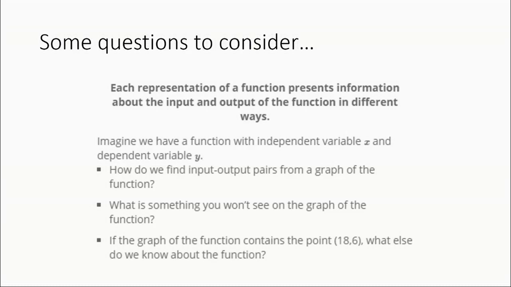And this, you can have this discussion with your teachers in class. Each representation of a function presents information about the input and output of the function in different ways. Imagine we have a function with independent variable x and dependent variable y. How do we find the input-output pairs from a graph of a function? What is something you won't see in the graph of a function? If the graph of the function contains the point (18, 6), what else do we know about the function?